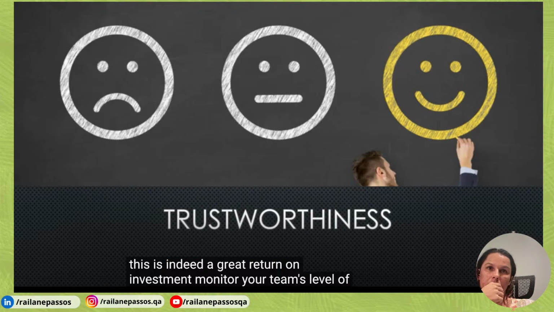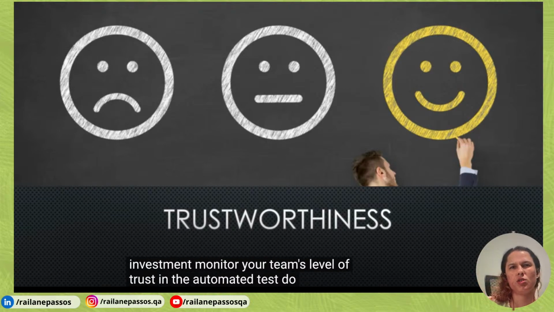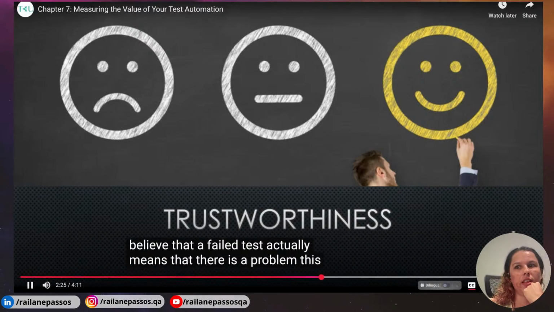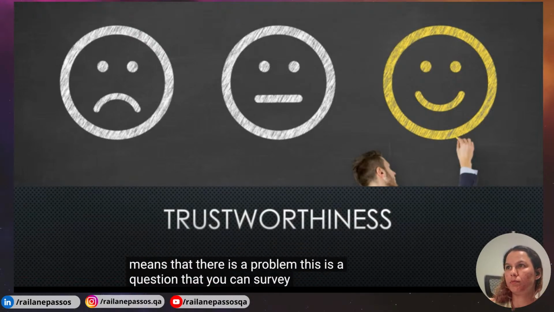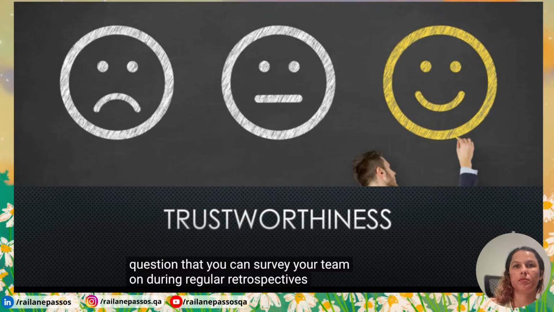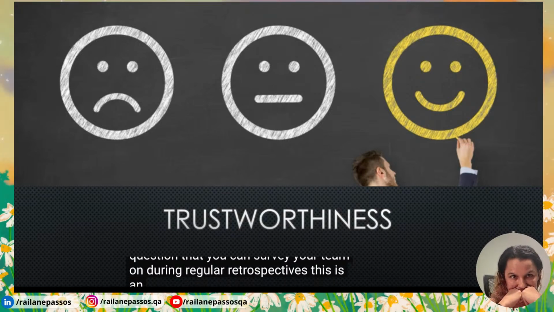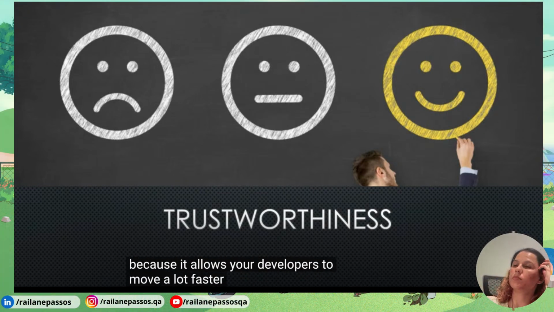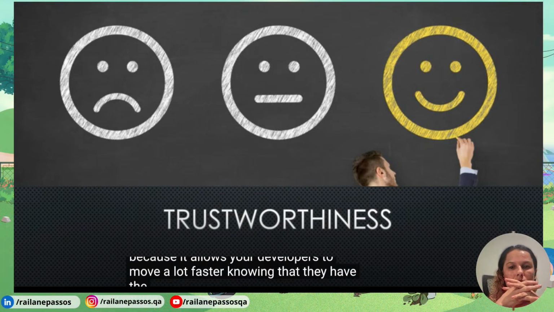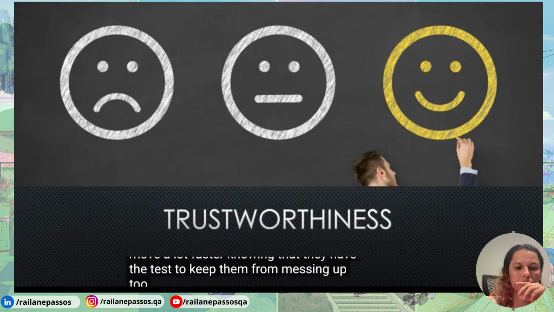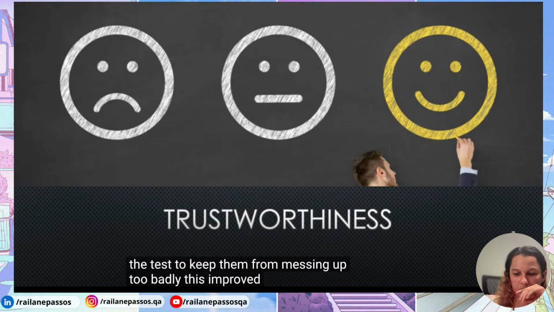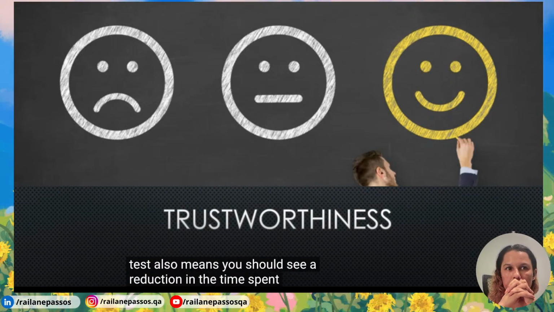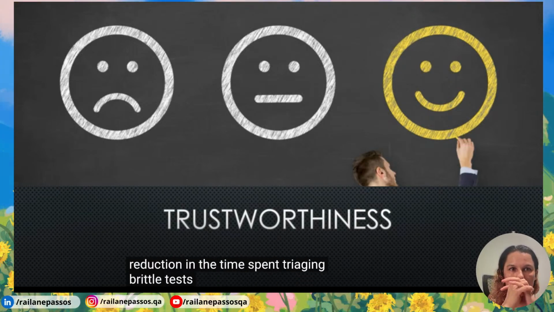Monitor your team's level of trust in the automated test. Do they believe that a failed test actually means that there is a problem? This is a question that you can survey your team on during regular retrospectives. This is an important return on investment because it allows your developers to move a lot faster, knowing that they have the test to keep them from messing up too badly. This improved health of the test also means you should see a reduction in the time spent triaging brittle tests.